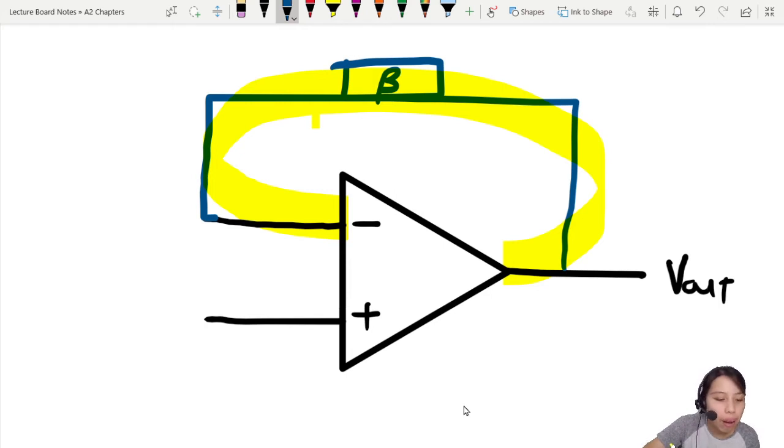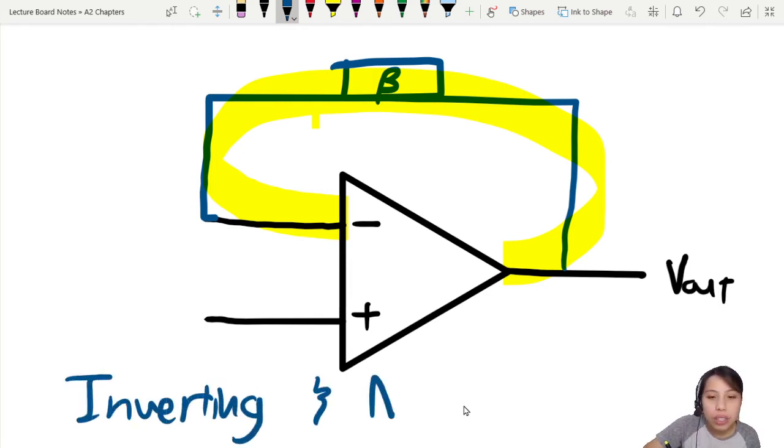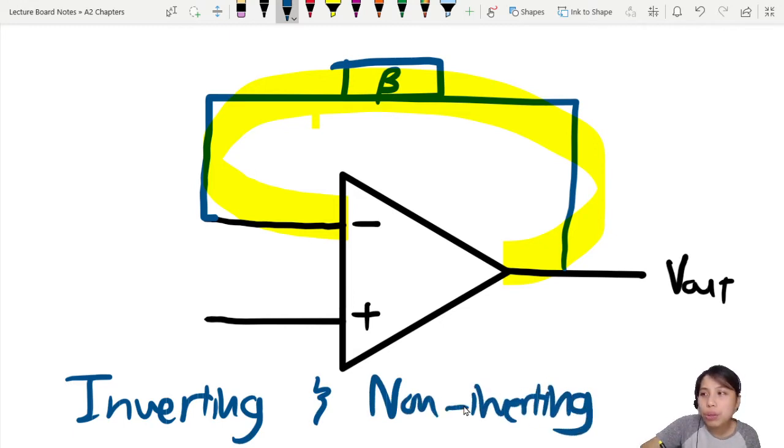And there's two types of amplifier that use this idea of feedback. We are going to learn about the inverting, number one, and the non-inverting amplifier. So how can we use the idea of op-amps to create loops like this to control the gain and make an amplifier? Let's look at the first type, the inverting amplifier.